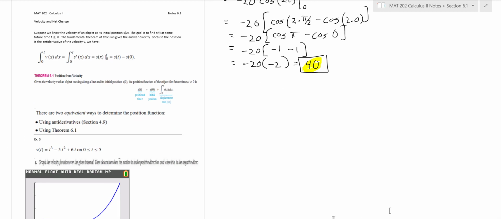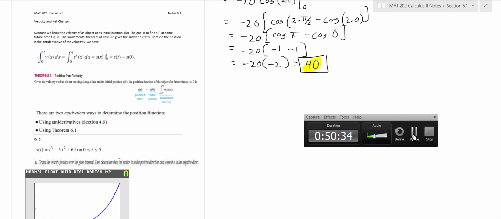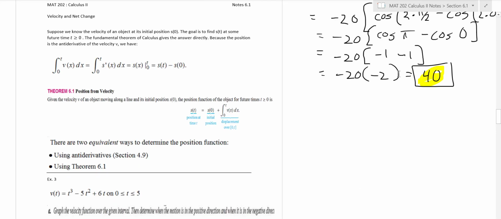Okay, so got a few more things we want to talk about then. So I'm going to move on to the next page. Okay, so I'm going to develop a formula for you here. So the idea with this is this says, suppose we know the velocity of an object at its initial position s of 0.